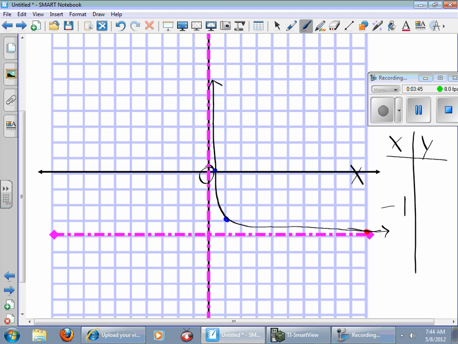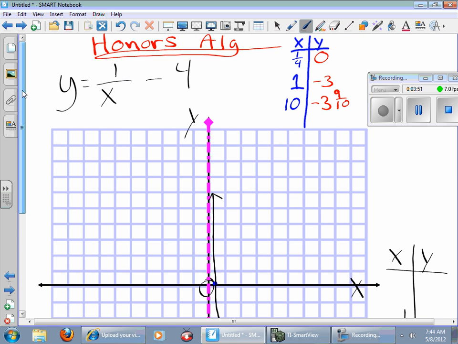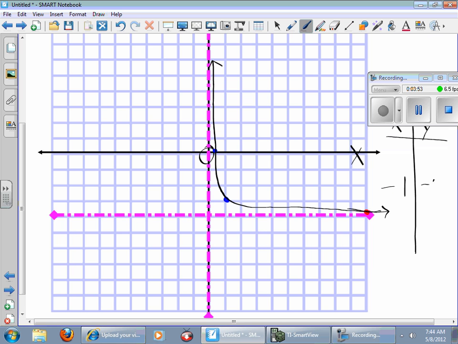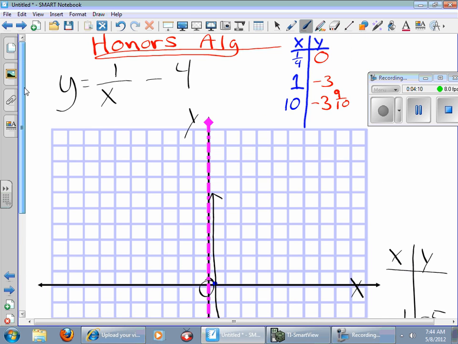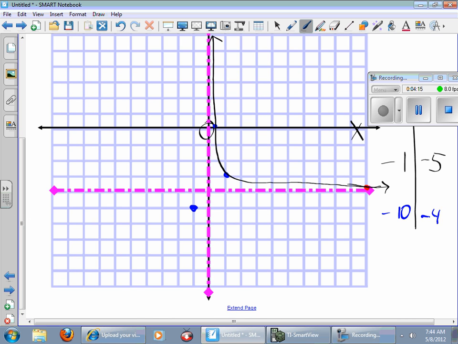I'm going to put -1 in. And when I put -1 in, I'm going to get -5 out, right? -5. So I'll plot that. -1, -5 should be right about there. All right. If I put in, say, -10, all right, I'm going to get -1/10 minus 4, which would be -4 1/10. And so when I plot that one, -10, -4 1/10 is just going to be a hair below it.